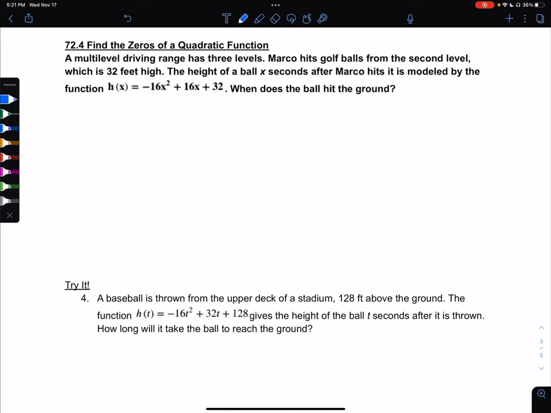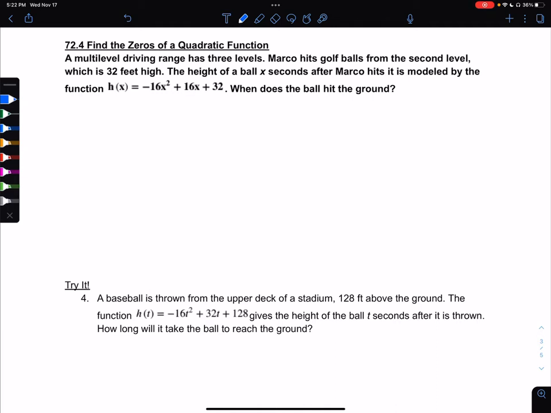A multi-level driving range has 3 levels, and Marco hits golf balls from the second level, which is 32 feet high. The height of a ball x seconds after Marco hits it is modeled by the function h of x is equal to negative 16x squared plus 16x plus 32. When does the ball hit the ground?